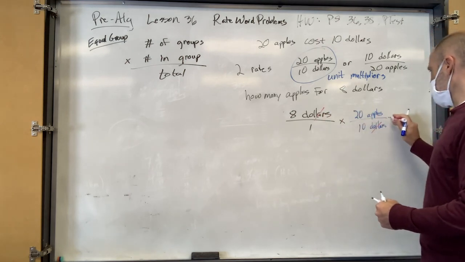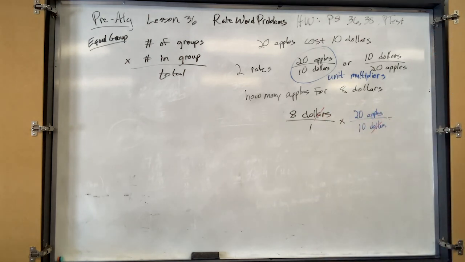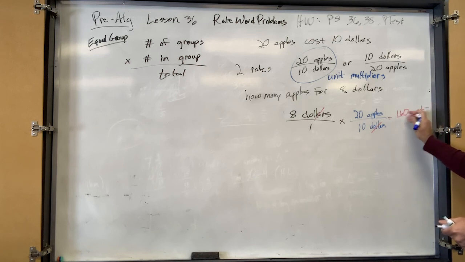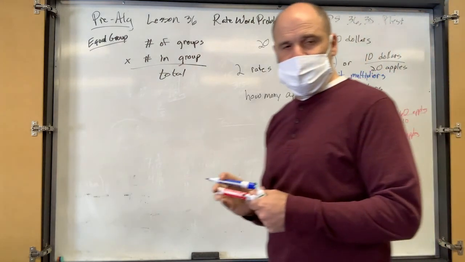And then you're left with, look at this, 8 times 20. What's 8 times 20? 160. And then you have that apples label, but then what do you have on the bottom? 1 times 10 is 10. What's 160 divided by 10? 16. 16 apples. So you could use unit multipliers to figure this out.